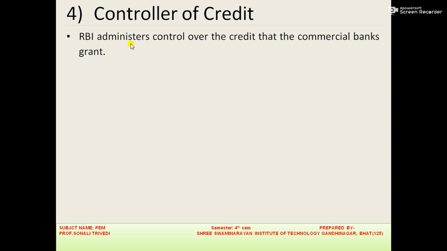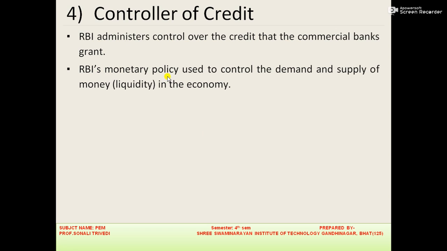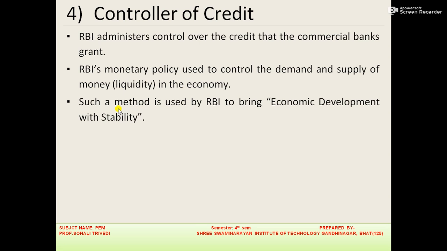Control of credit. RBI administers control over the credit that the commercial banks grant. RBI's monetary policy is used to control the demand and supply of money in the economy. So demand and supply is also related with the economy. Such a method is used by RBI to bring economic development with stability. So control of credit must also be seen in terms of economic development with stability.